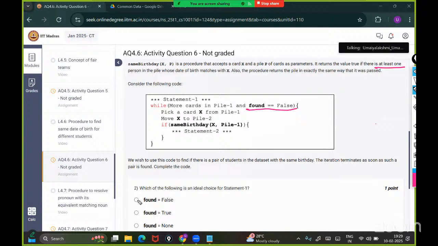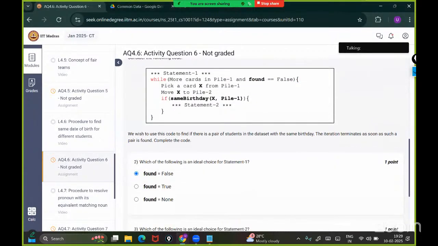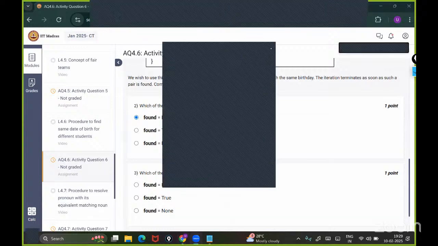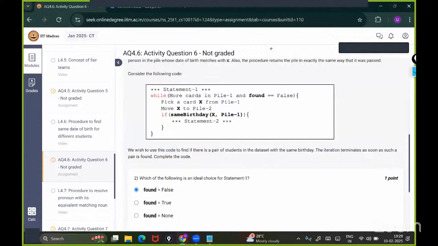Yes, it is false. And there are more cards in the pile. So pick the card and check with the same date of birth. Then if the value is same, what has to be returned? True. Yes, found has to be equal to true. Then here it will check. If found is true, will the loop run again? Will the iteration run again?